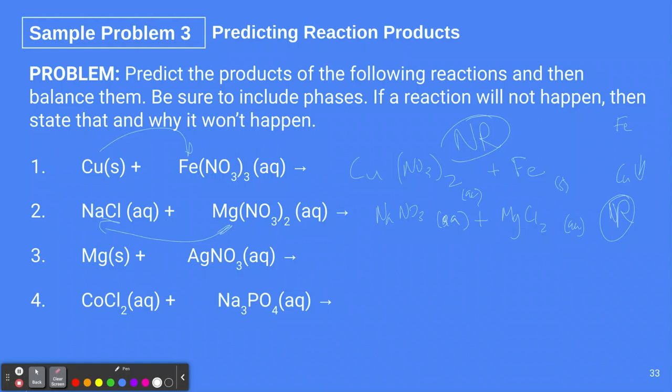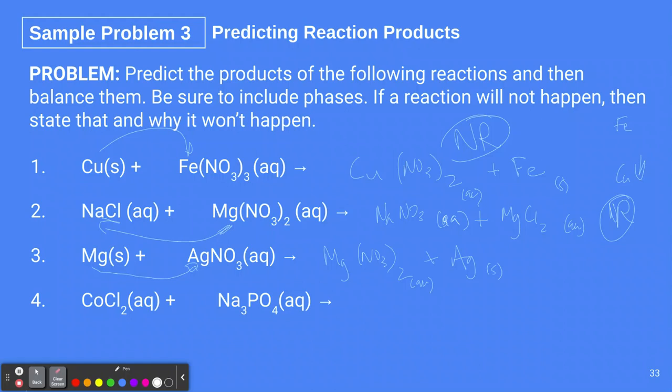This next one, magnesium is going to come in and try to kick out silver. And so we would get magnesium nitrate. Now, magnesium's got a +2 charge. Nitrate's got a -1 charge. So we're going to need 2 nitrates for that magnesium. And so, erasing those charges, we are going to be left over with silver. So magnesium nitrate is aqueous. Silver would be our solid.